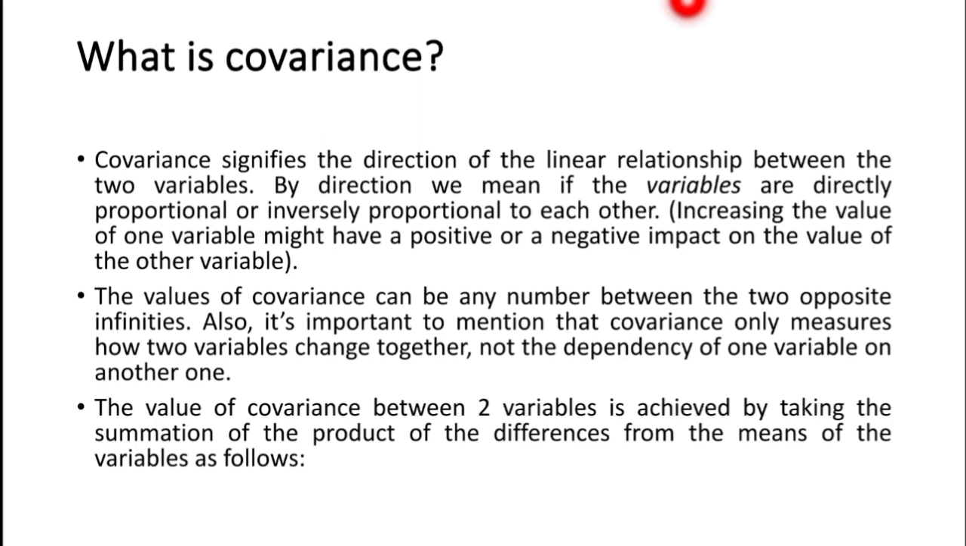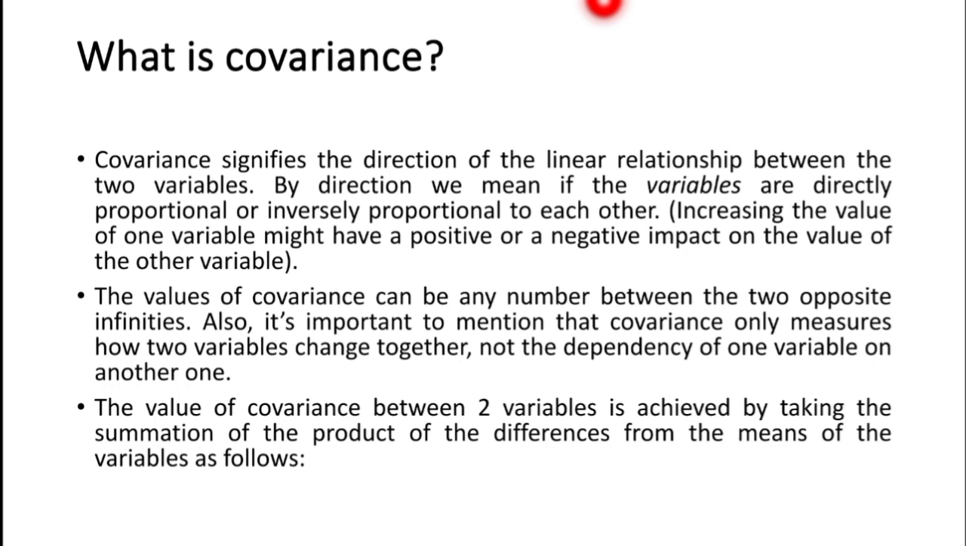That means increasing the value of one variable might have a positive or negative impact on the value of the other variable. That means impact means what? Positive impact or negative impact means difference, how much it is impacting positively, or how much it is impacting negatively. That means if you change one variable, it will affect the other variable also. That's why covariance is mainly about the difference, how much it's going to affect the other variable if you change one variable, right.